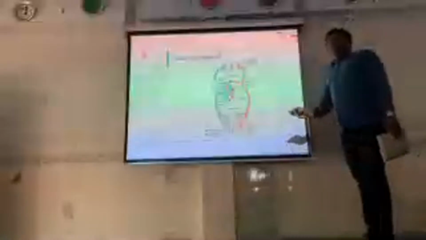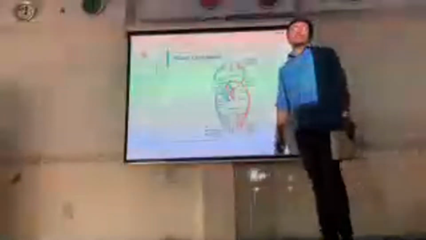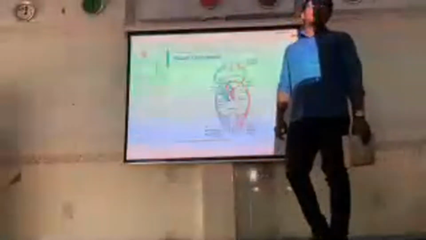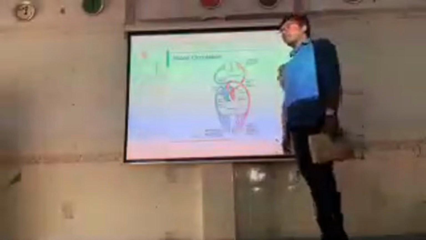So listen carefully. We are starting a new topic, which is called the circulatory system. Yes or no? So exactly what are arterioles, what are capillaries, what are venules, what are veins, and how the cycle is going on. Yes or no?